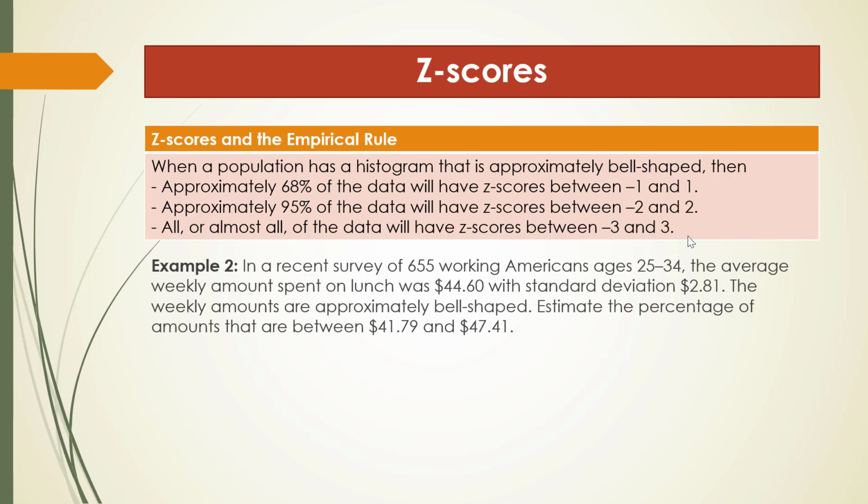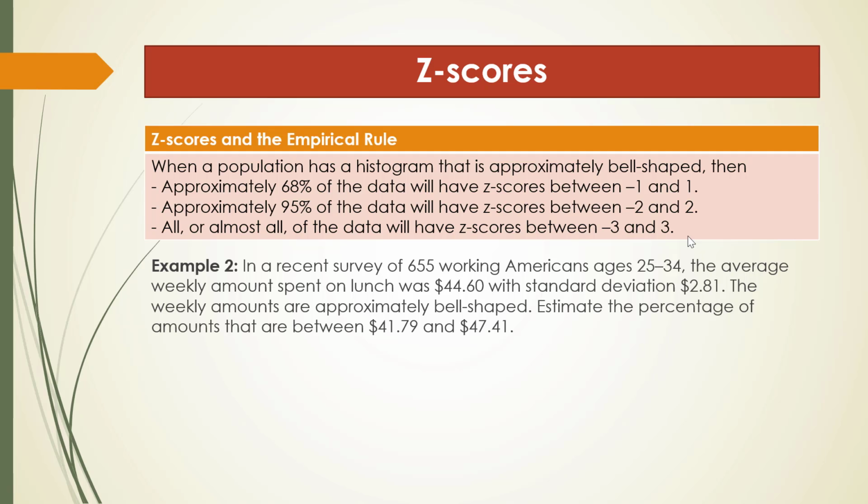Example, in a recent survey of 655 working Americans ages 25 to 34, the average weekly amount spent on lunch was $44.60 with a standard deviation of $2.81. The weekly amounts are approximately bell-shaped. Estimate the percentage of amounts that are between $41.79 and $47.41.